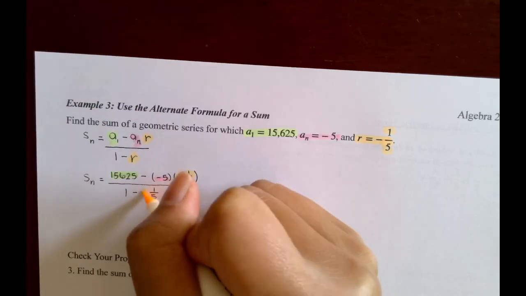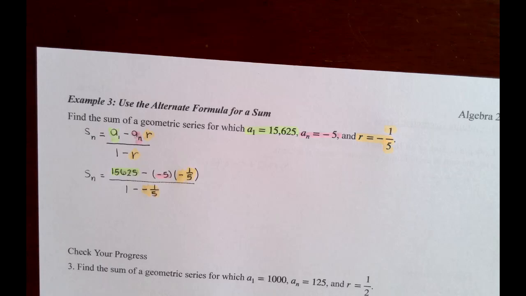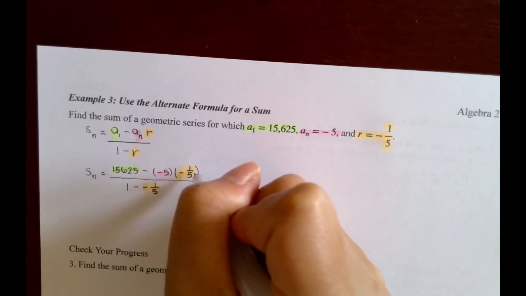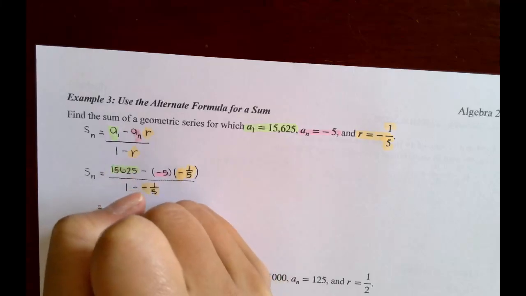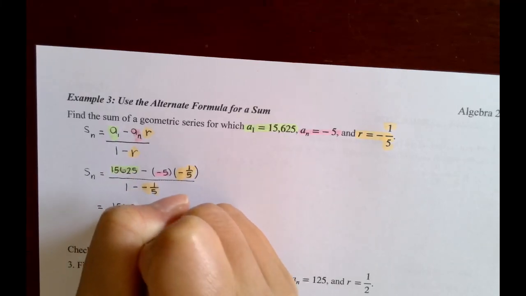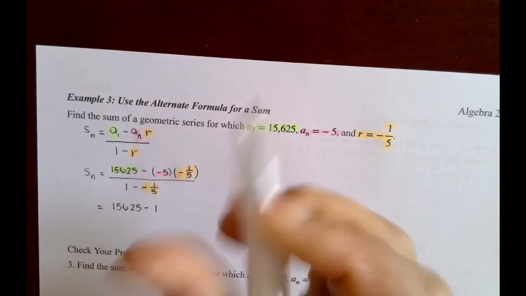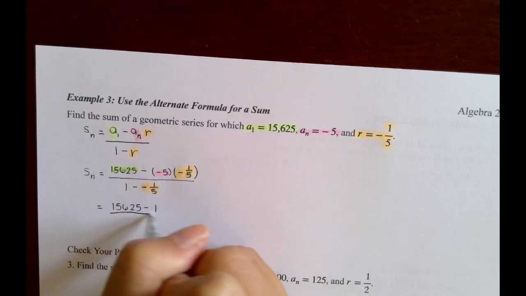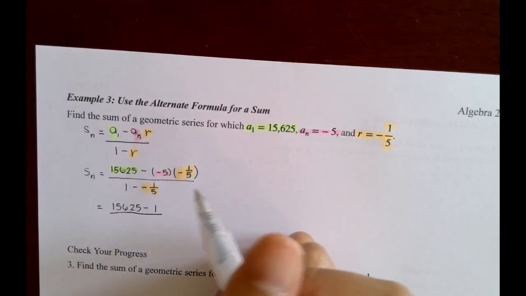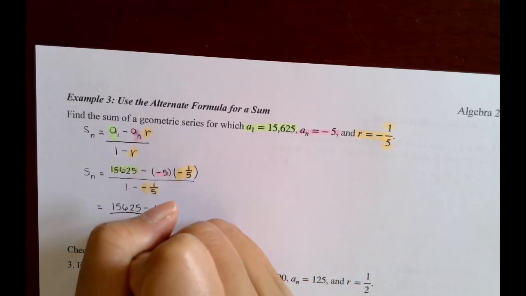And so now we just need to simplify. Negative 5 times negative 1/5 is just 1. So this will be 1,506.25 minus 1. Then 1 minus negative 1/5 is 1 1/5, also known as 6/5.